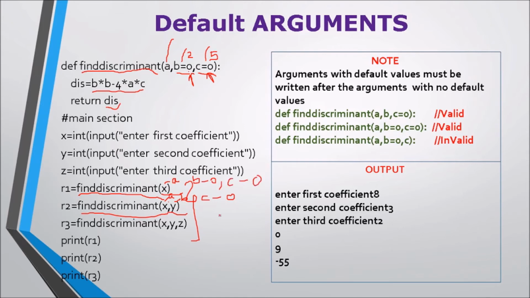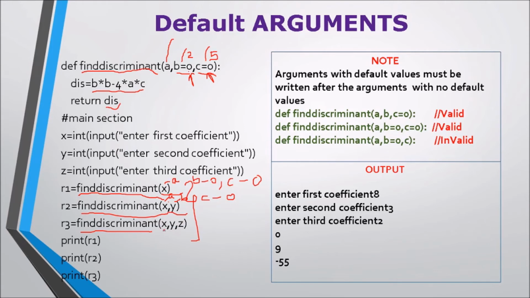So if the argument value is missing, it can take the value which is defined as its default value. Now in the third function call to find discriminant, all three parameters are given. So we can say that all the required arguments are provided.